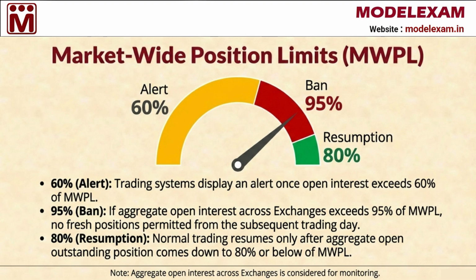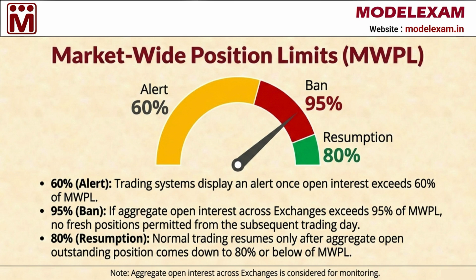To make sure the market does not suddenly breach this market-wide position limit, the system has built-in alerts and bans based on the total open interest across all exchanges. When the open interest reaches 60% of the limit, the trading systems automatically display a warning alert. If trading continues and the open interest crosses the critical danger zone of 95%, a complete ban on new positions is triggered for the very next trading day. During this ban, no one can open fresh contracts.